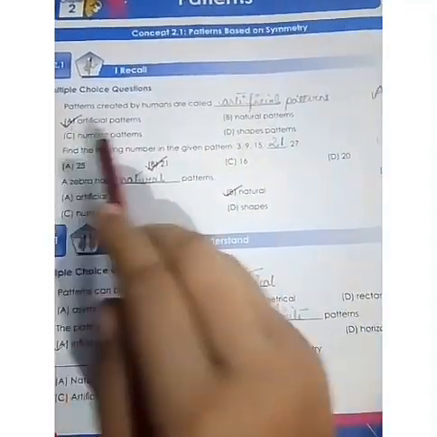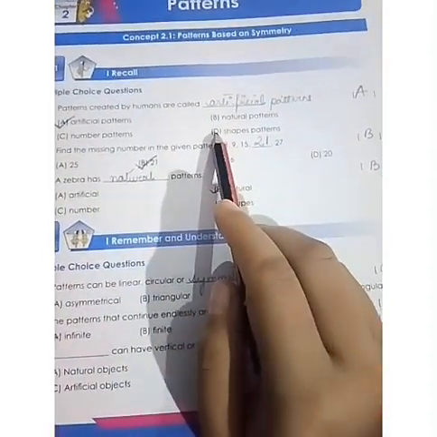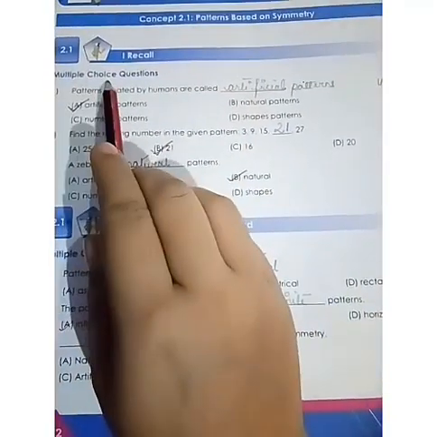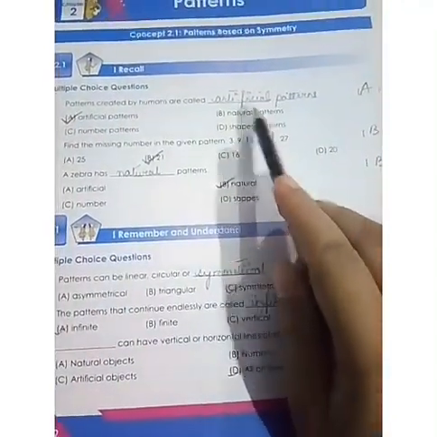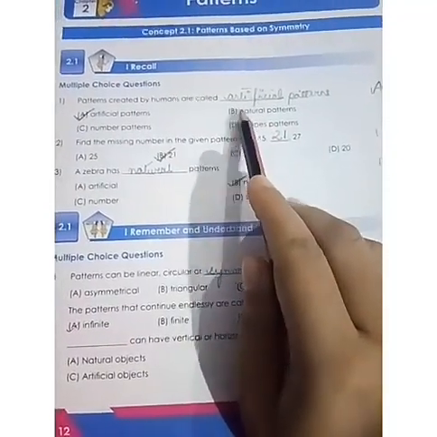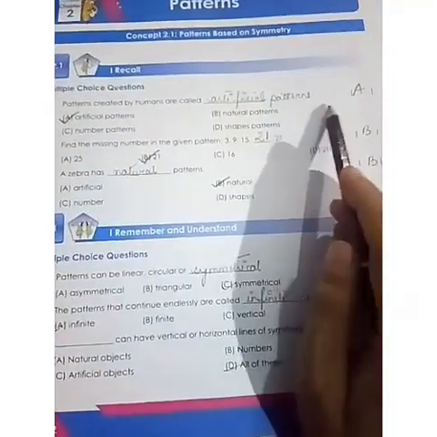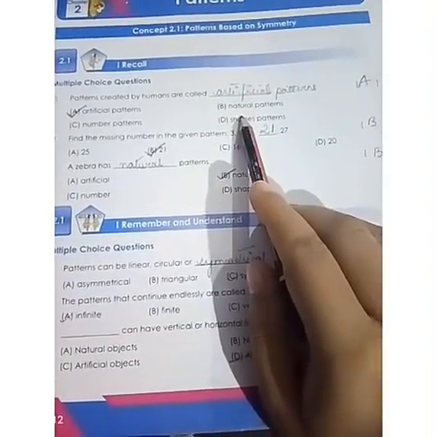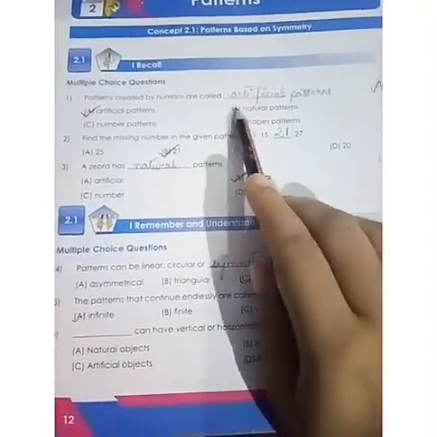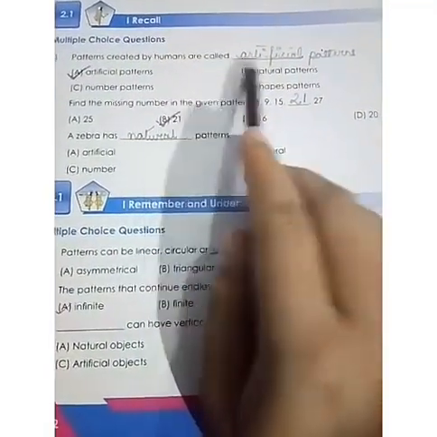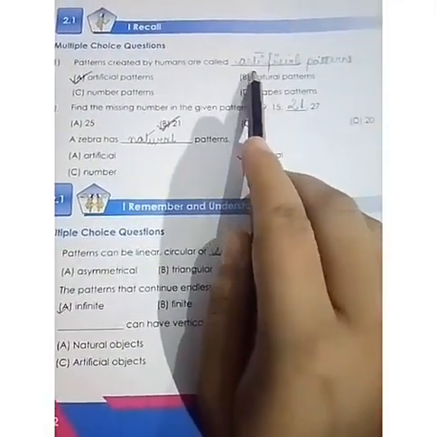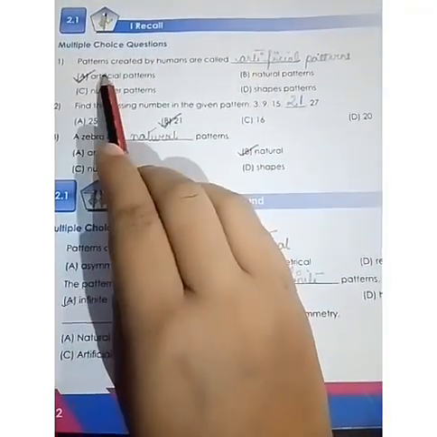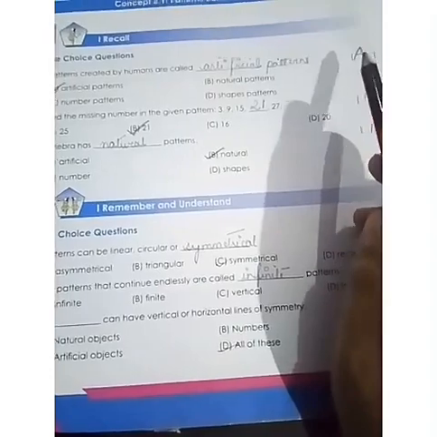When questions have options given like this, they are known as multiple choice questions. We have to write the correct option in the blank. You are already familiar with the workbook because you have done it in class 3 also. We know patterns created by humans are known as artificial patterns. So give a tick mark in option A, and in the bracket you write A.